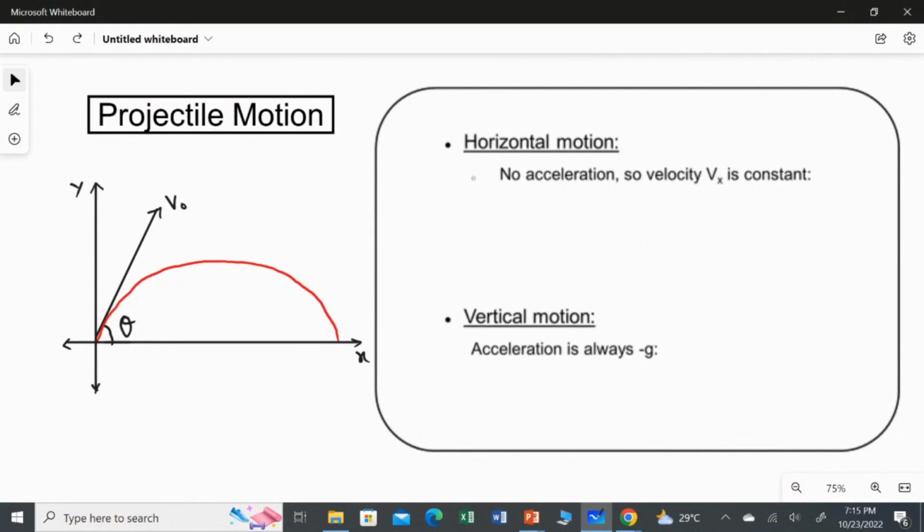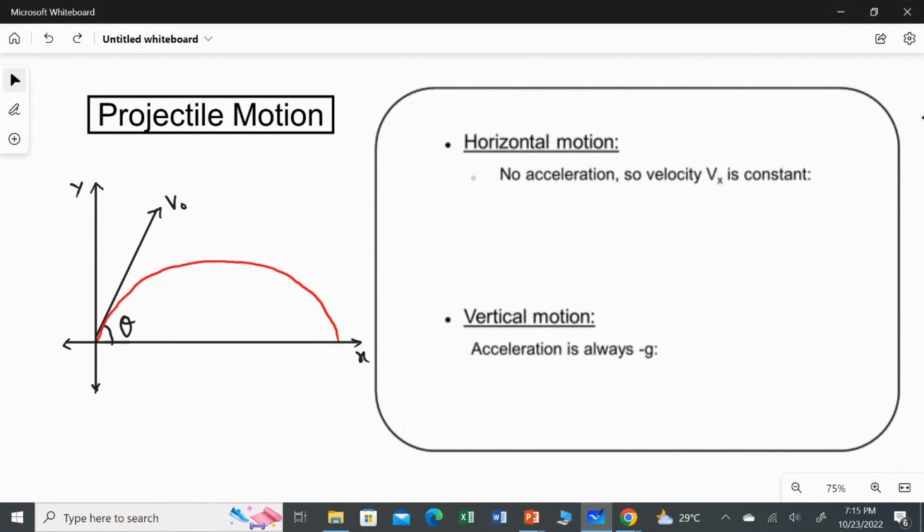In this video, I'm going to explain the concept of projectile motion. To study projectile motion, the projectile should be launched at a certain angle theta with some initial velocity v0. So here the trajectory of the projectile is parabolic. You have to see the red line here. It looks like a parabolic trajectory.